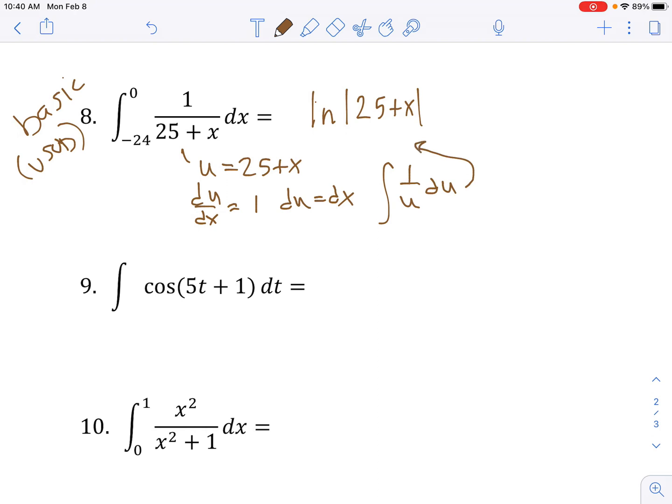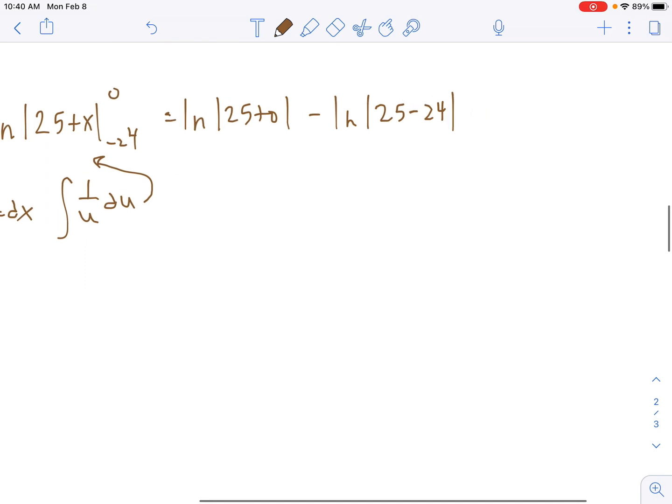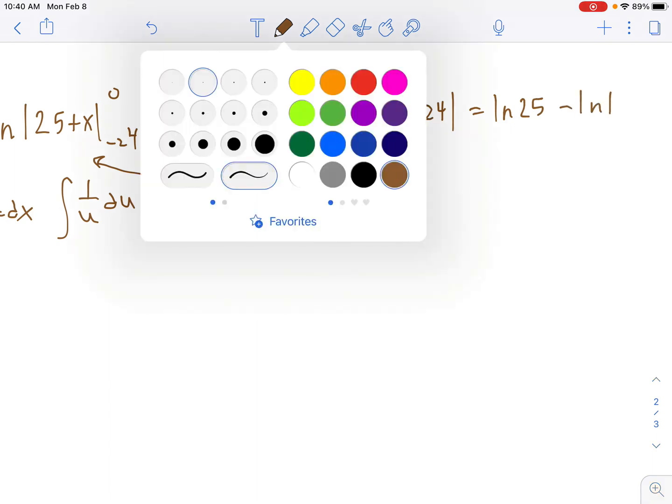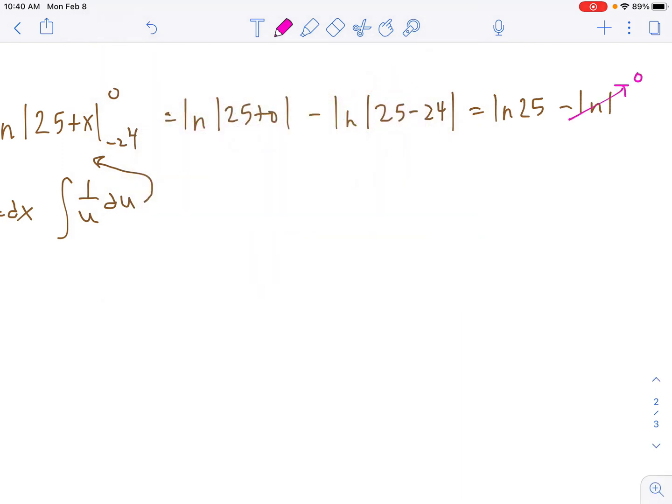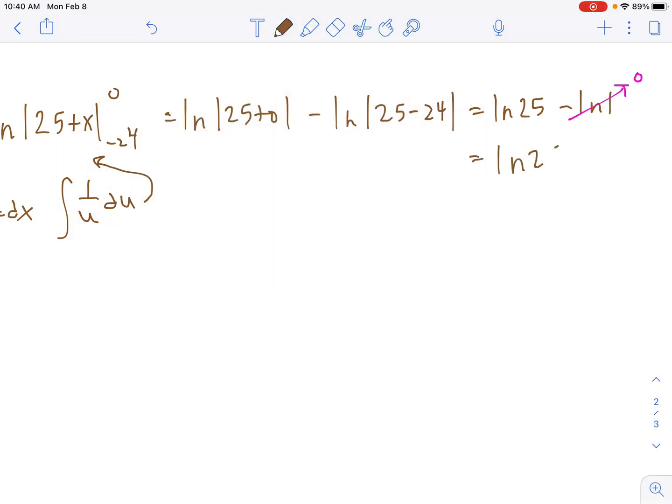This one's a definite integral, so we are going to go from negative 24 to 0. We're going to have natural log of the absolute value of 25 plus 0, minus natural log of 25 minus 24. This is really a common thing, and I'll get to it in a second. So this is natural log of 25, and the common thing I'm talking about is minus natural log of 1. They love to do this. Natural log of 1, of course, is 0, but they love to incorporate that sort of stuff. So this is the natural log of 25.